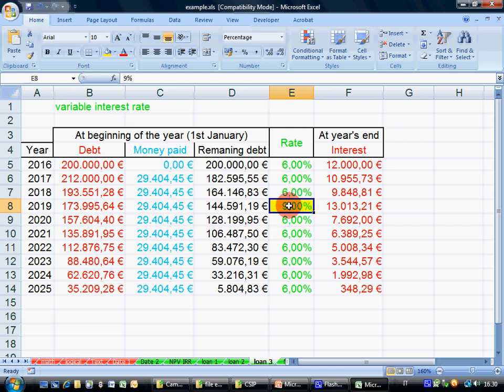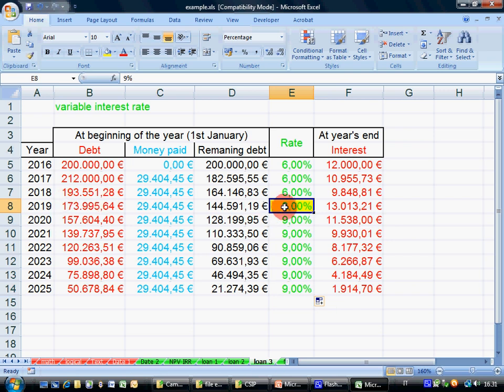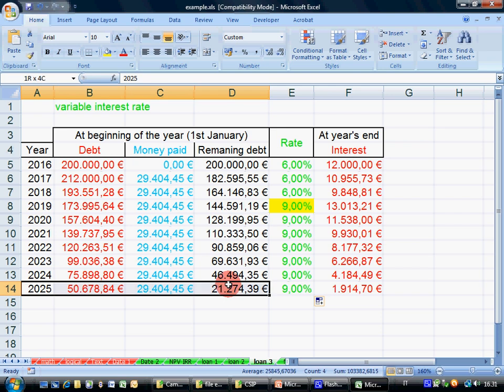At this point, the bank supposes that automatically all the future interest rates will also be 9%. Okay? It's not true. The bank in 2019 doesn't know what they will be, but makes a prediction on the future based on the fact that the interest rate could stay the same at 9%. So you can see what happens. If the interest rate remains at 9%, paying back 29,404 will not finish your debt by 2025, as you can see here. By 2025 you will still owe the bank 21,274 euros.